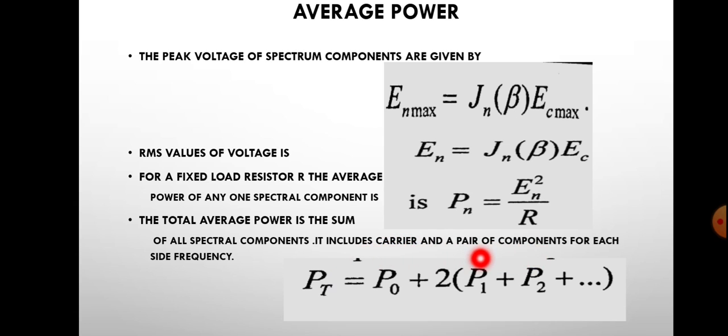For each side frequency there will be two powers. P0 is the power for the carrier wave, and 2P1 means the power for the first sideband. 2P2 is the power associated with the second sideband. The first sideband contains an upper sideband and a lower sideband, that is why we are writing 2 times P1. Similarly, 2 times P2 is the power associated with the second sideband, which also contains upper and lower sidebands.